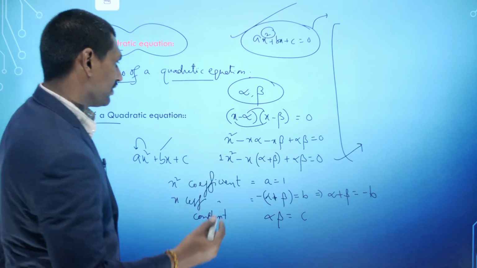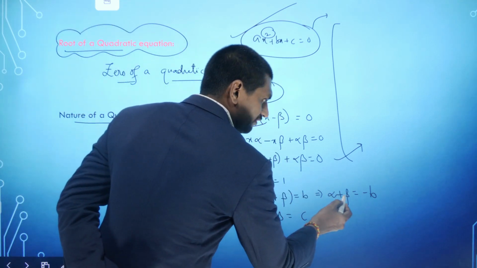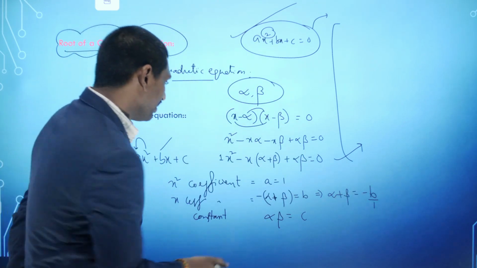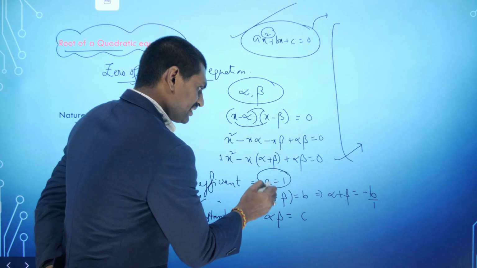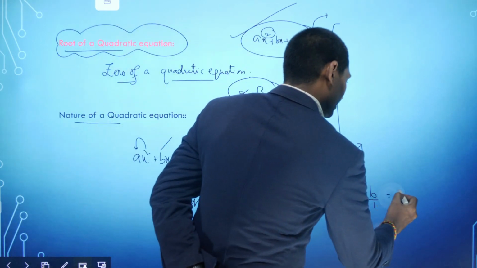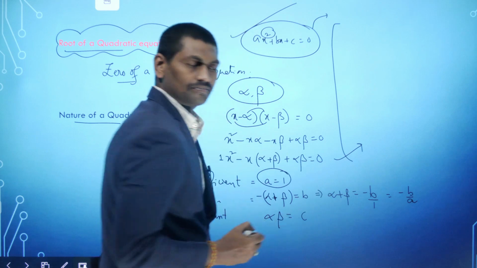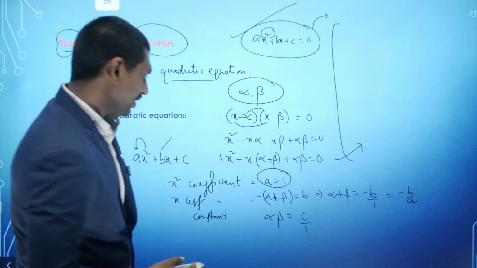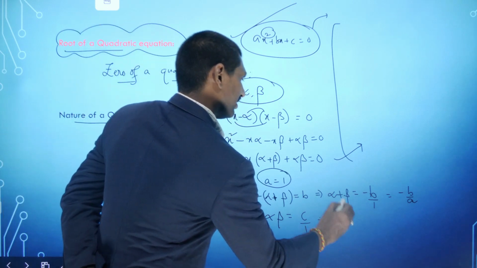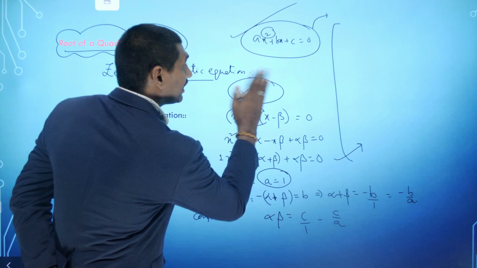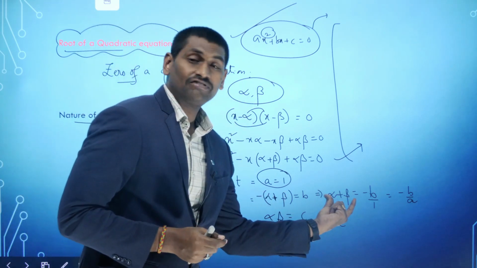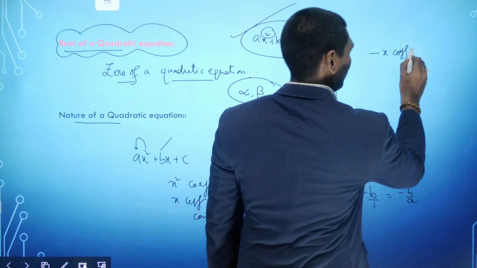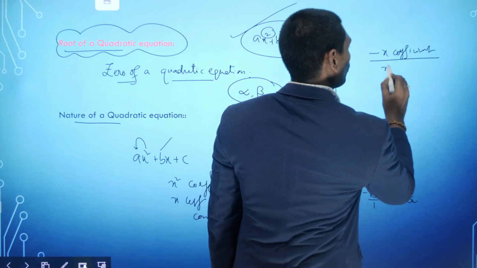Am I right? Yeah. Now from this I can say that alpha plus beta is equal to minus b by 1. Can I write minus b by 1? According to the x square coefficient, 1 is nothing but the a value. So simply we can say that it is minus b by a. Same here also, I can write it as c by 1, nothing but c by a. So when you take alpha and beta as roots, the sum of roots alpha plus beta is equal to minus x coefficient by x square coefficient.